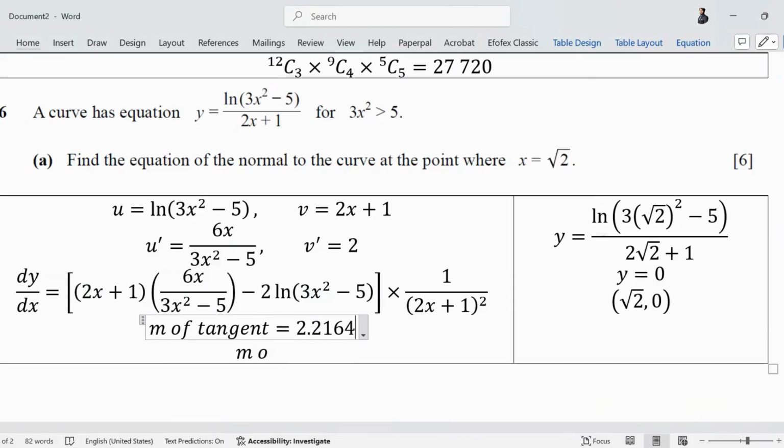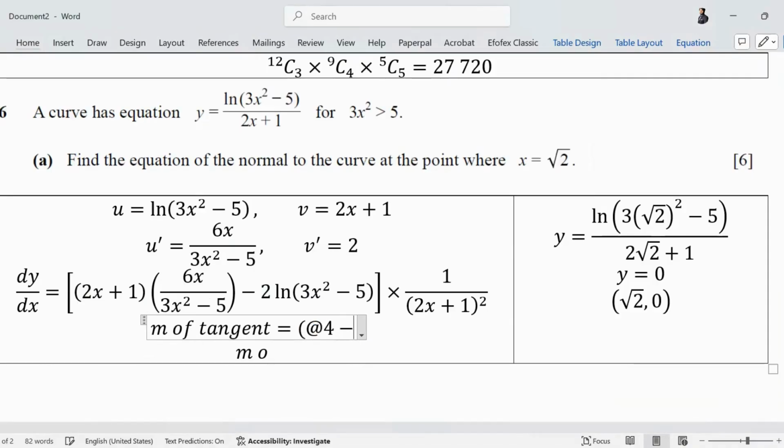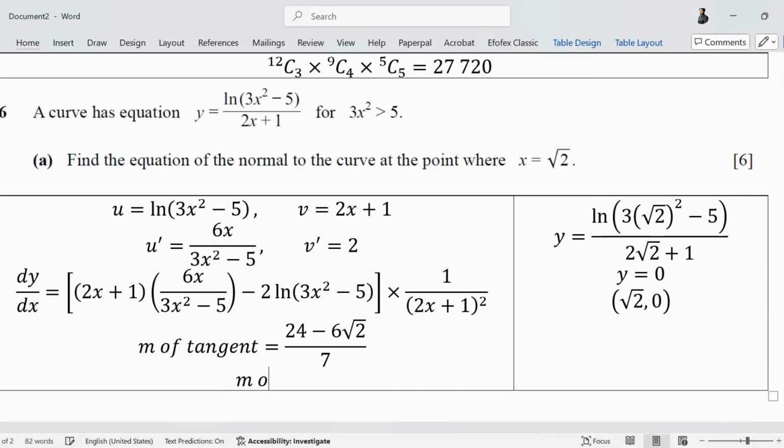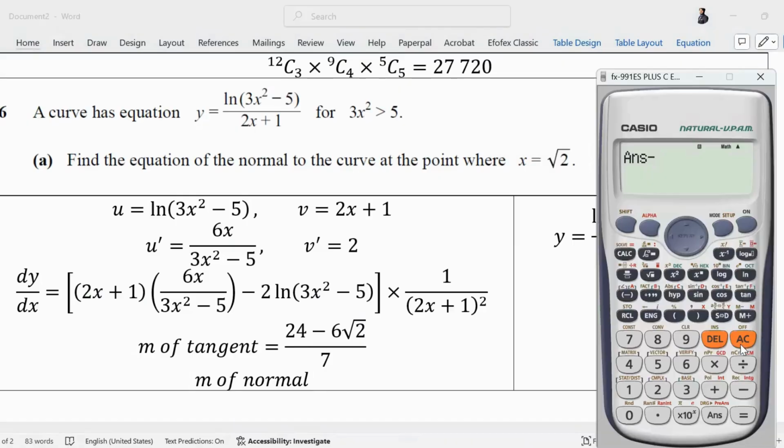Or if I want to write it in surds, because my calculator is giving me the answer in surds, 24 minus 6 root 2 upon 7. You can write it in decimals as well. So the gradient of the normal is the negative reciprocal. So minus 1 divided by the answer, which is this.